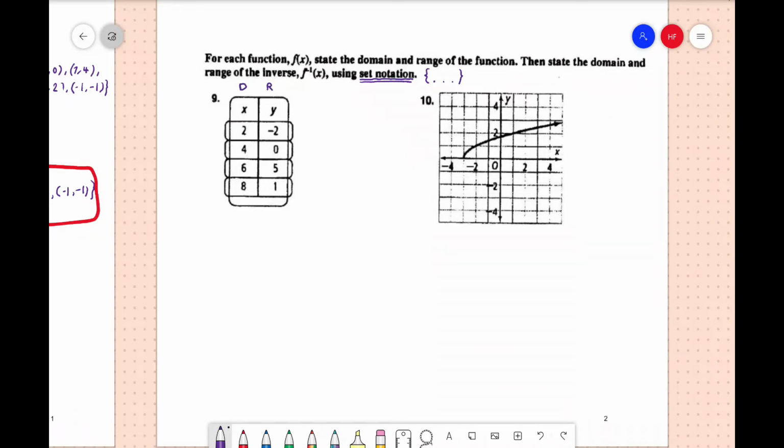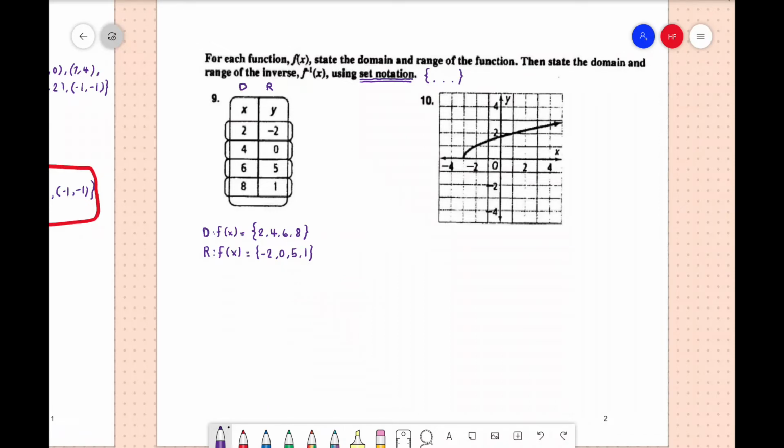So for my original function, the domain of f of x is the set 2, 4, 6, 8. So the set of all my x values, and then the range of f of x is -2, 0, 5, 1, all my y values.